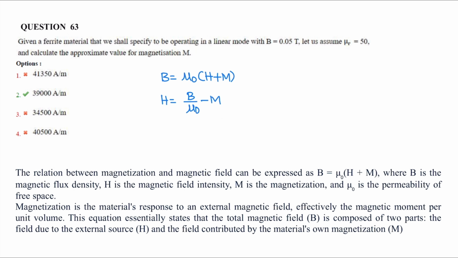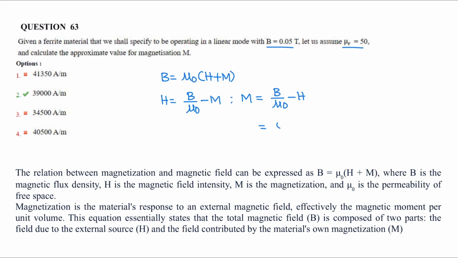Question number 63. Given a ferrite material with magnetic flux density 0.05 Tesla, assuming H is 50, calculate the approximate value of magnetization M. We know that B is equal to mu naught into H plus M, where magnetization M is equal to B by mu naught minus H.